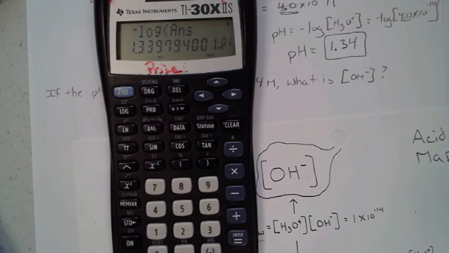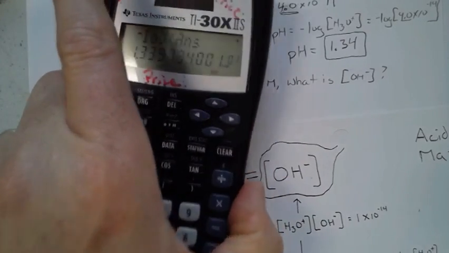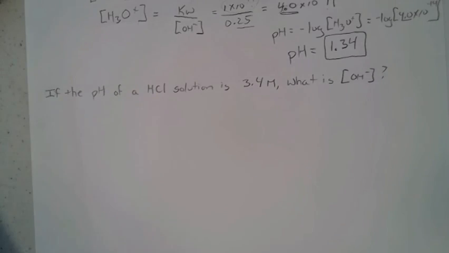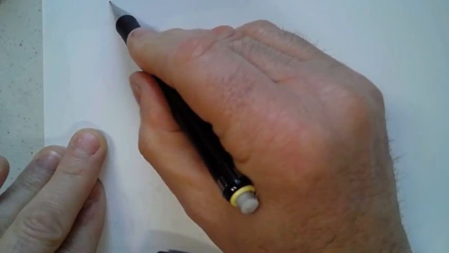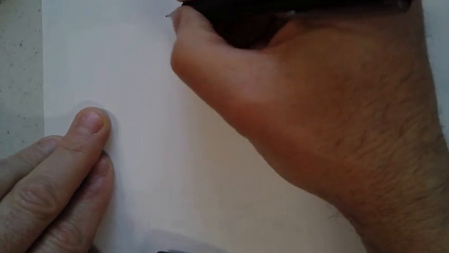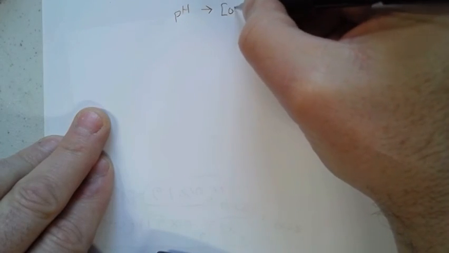Now remember, with pH, there are no units. No units. So that's the first sample problem. The second sample problem is kind of going in reverse. Here, it's telling me what the pH is, and it's asking what is the hydroxide ion concentration. So I'm starting with pH, and I'm trying to go to OH negative.